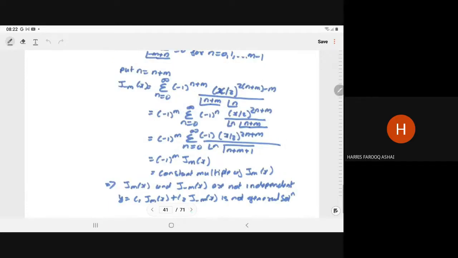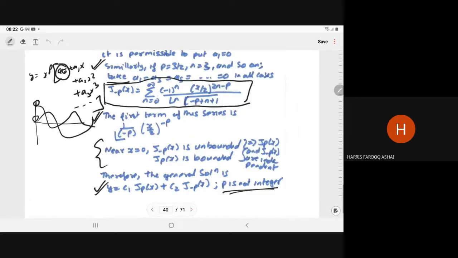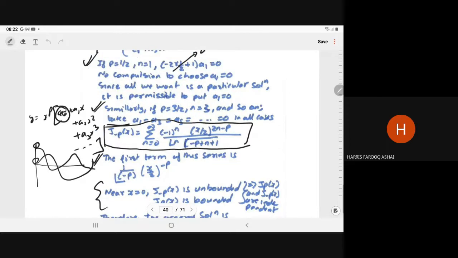Sir, p also cannot be half, right? No, for half we have assumed that a1 is equal to 0. That case we have discussed. There is no compulsion, but we are assuming.